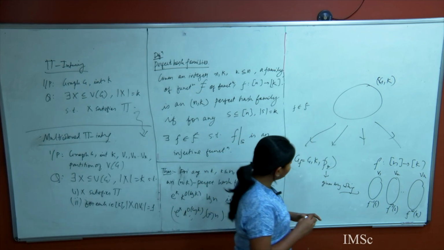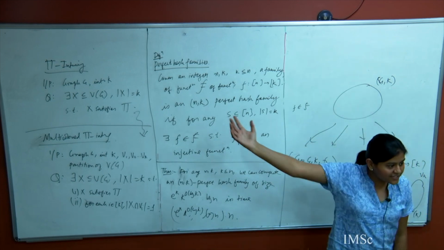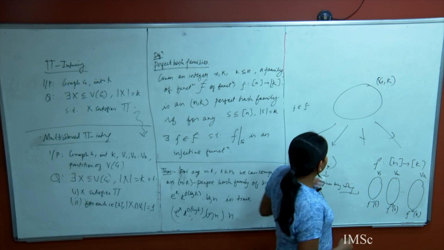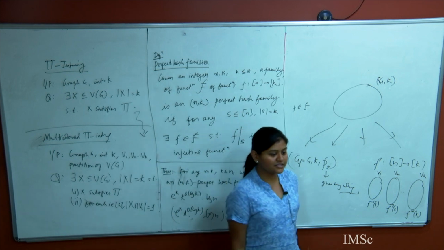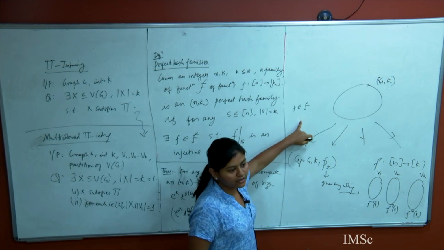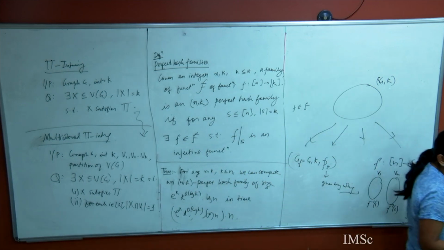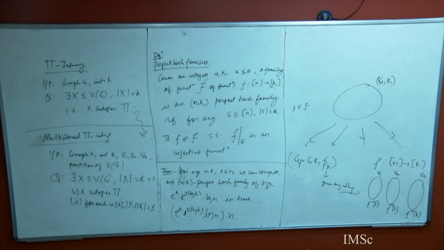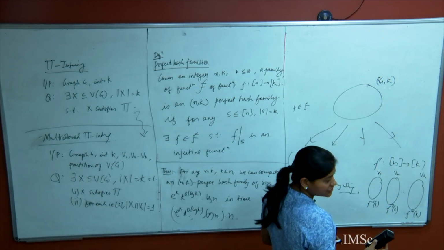Now we want to show that G comma k is a yes instance of your interesting problem if and only if one of these instances is a yes instance of your multicolored interesting problem. Again, the reverse direction is trivial because the graph is the same. You give me a solution here which is colored, I can forget about the color and obtain a solution. So the point is we have to obtain the forward direction. How do we do that?